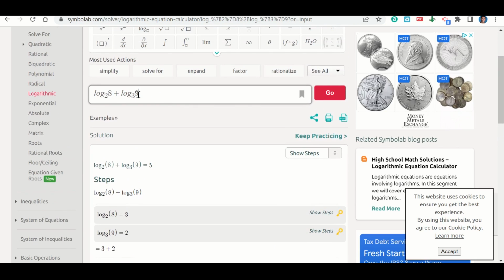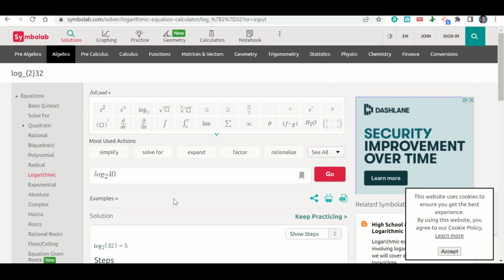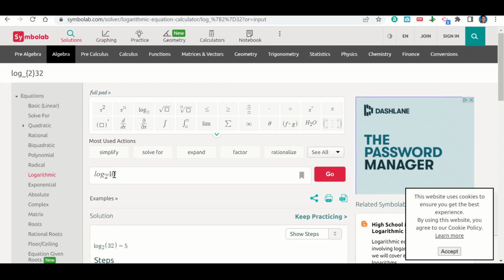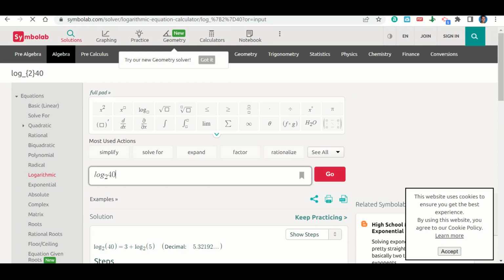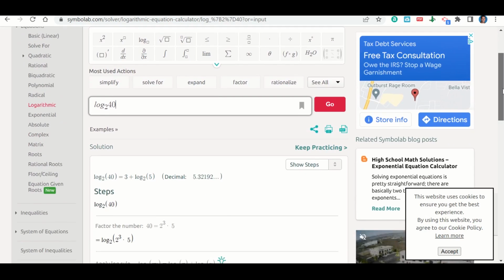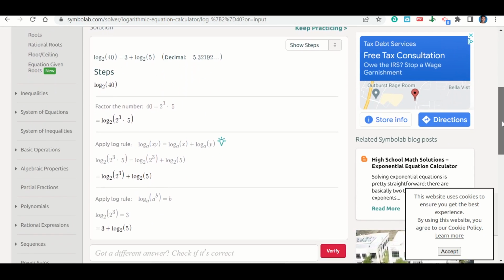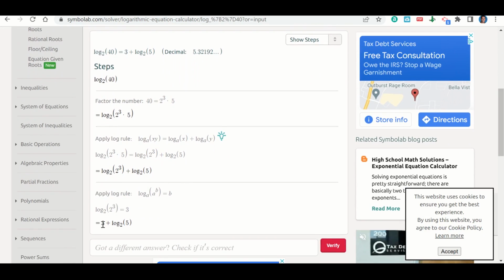We can also do something like this, log base 2 of 32, and click go. We can also do something like this, log base 2 of 40, and click go. And this time it gives us a decimal answer, but it also tells us, using the log rule, that it's 3 plus log base 2 of 5. So we can do it that way as well.